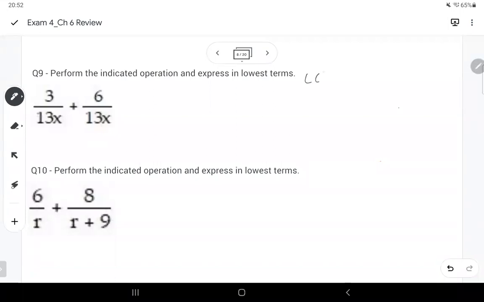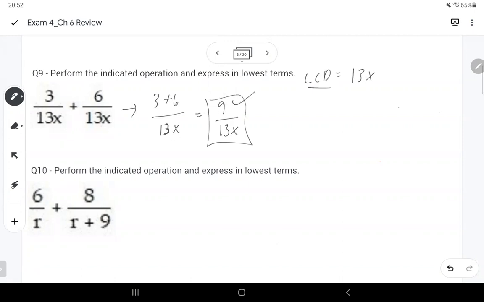Again, LCD is the same. Everyone should get number 9 right across the board.